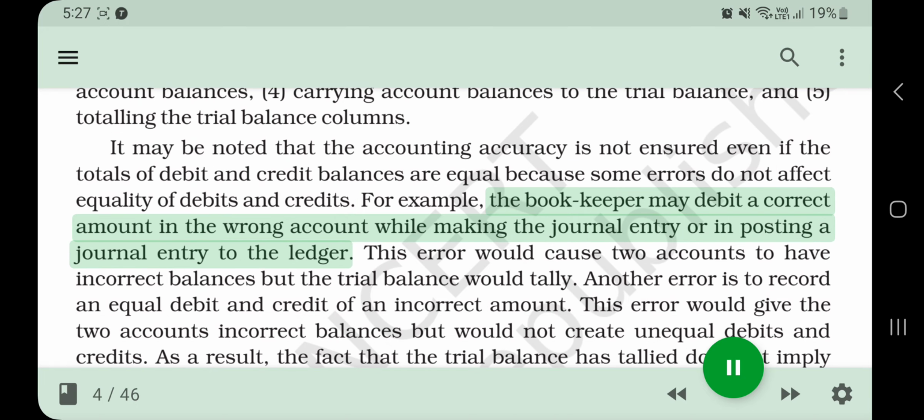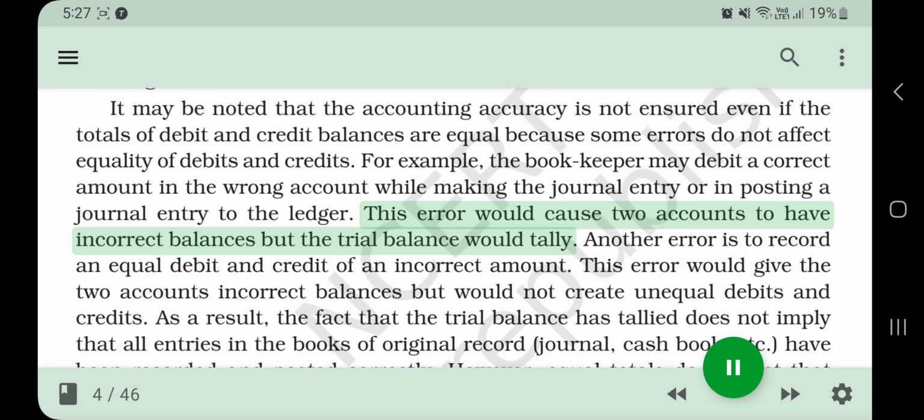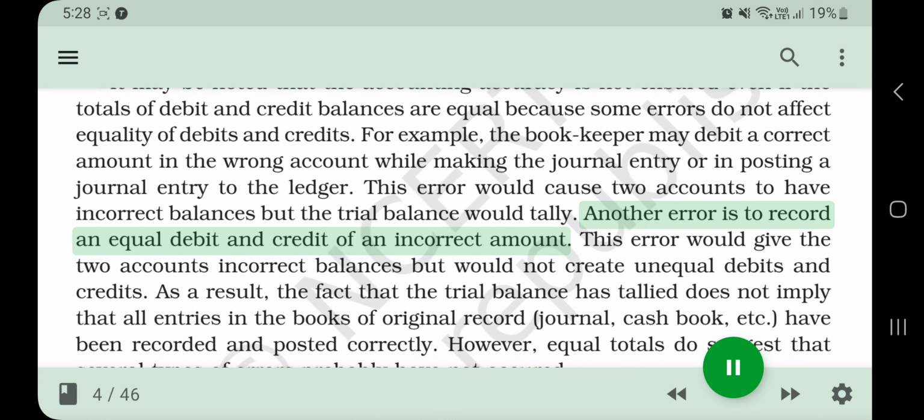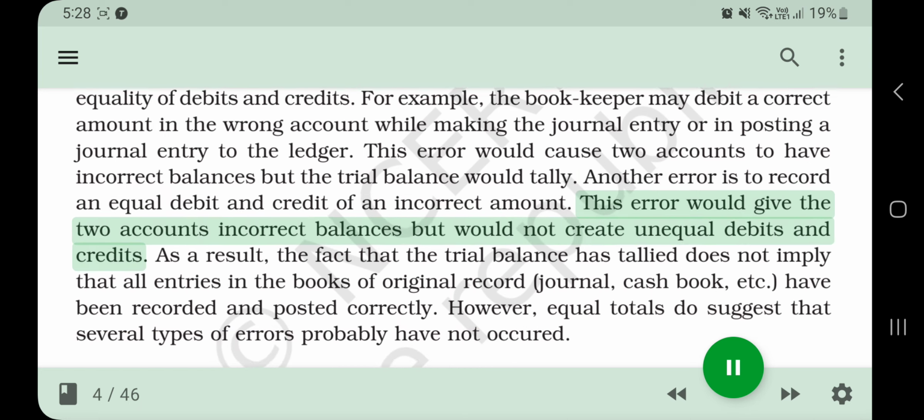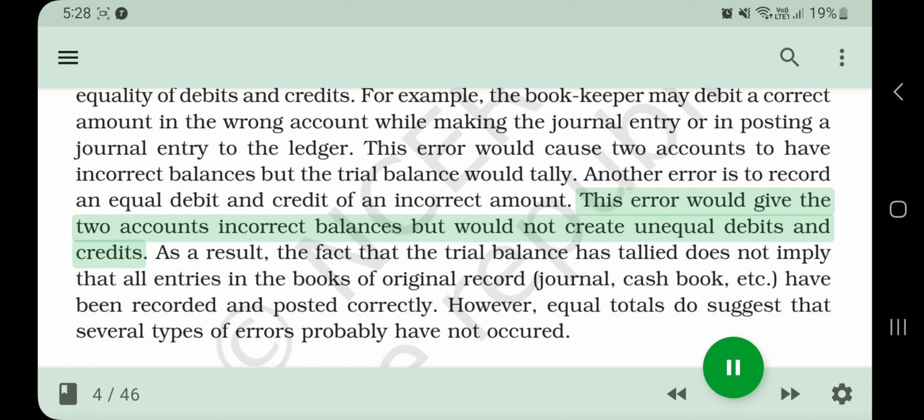For example, the bookkeeper may debit a correct amount in the wrong account while making the journal entry or in posting a journal entry to the ledger. This error would cause two accounts to have incorrect balances but the trial balance would tally. Another error is to record an equal debit and credit of an incorrect amount. This error would give the two accounts incorrect balances but would not create unequal debits and credits.